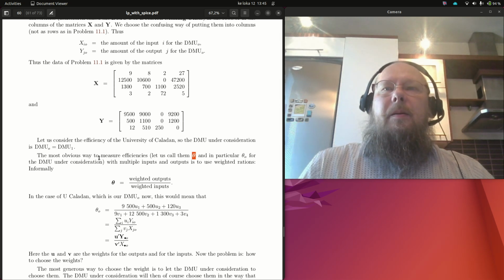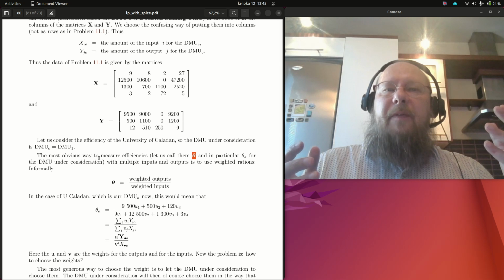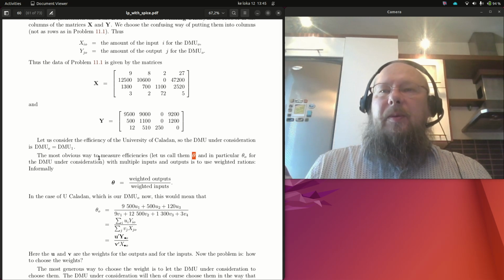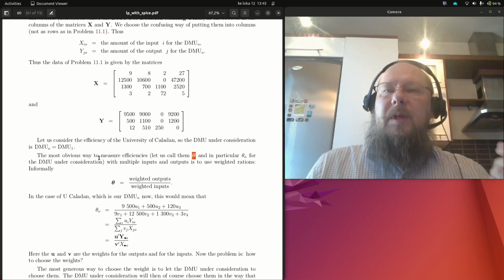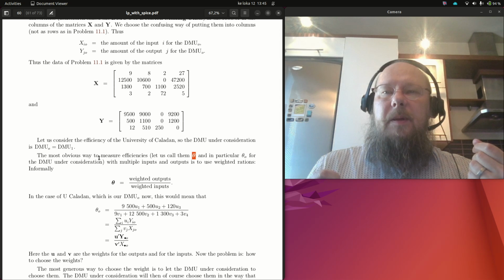And of course everybody knows what the efficiency is. It's output divided by input. Yes, that is the efficiency number. But now we have many outputs and many inputs. So how do we still calculate the efficiencies?